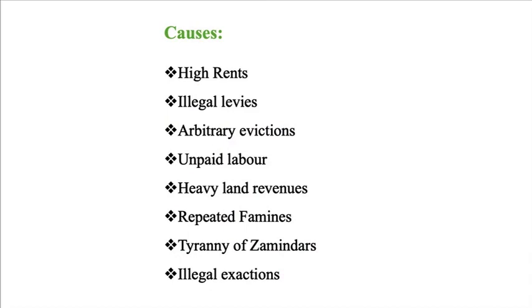So, that brings us to the causes of peasant movements. What exactly went wrong and why did these peasant uprisings or revolts take place? The first one is the high rents. The second, illegal levies, arbitrary evictions, unpaid labor, heavy land revenues, repeated famine, tyranny of zamindars and illegal exactions. Now, what do we mean by illegal exactions? The illegal exactions were forcefully taking out money or crop from the peasants. They were not ready to give, but it was forcefully done by the zamindars or moneylenders or the landlords.